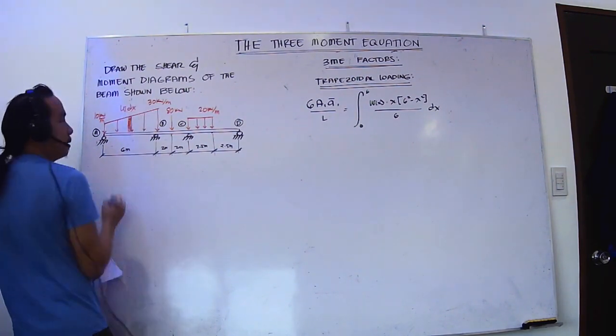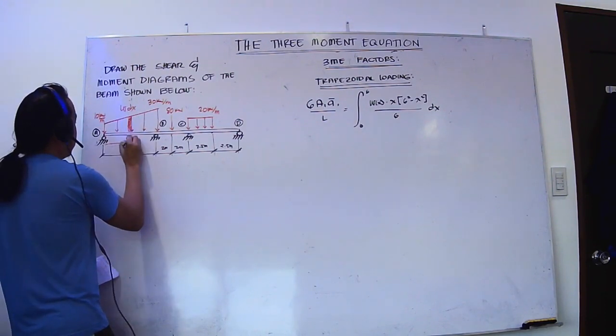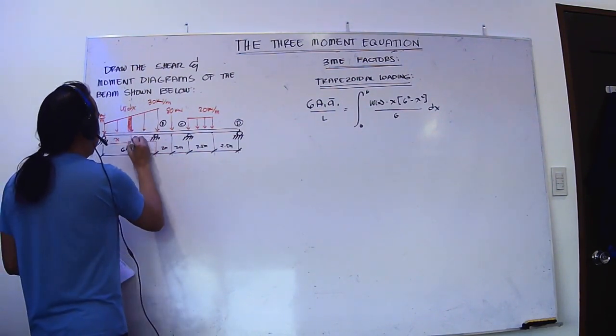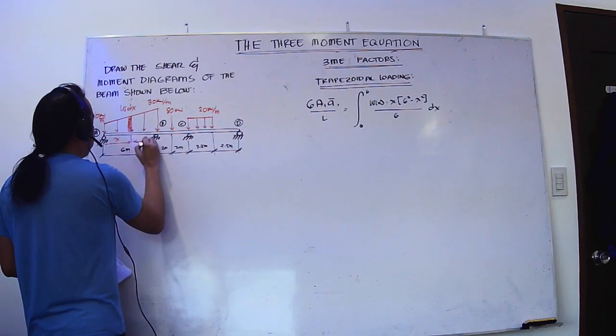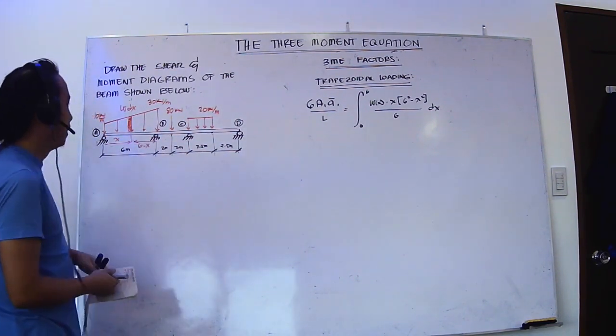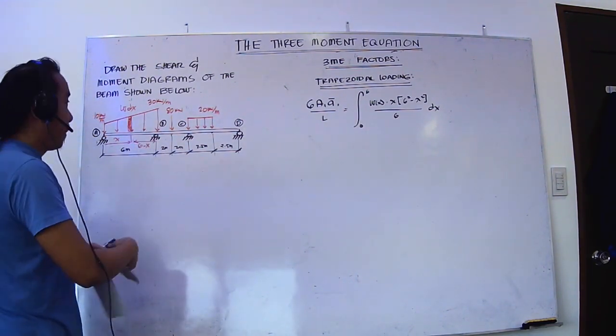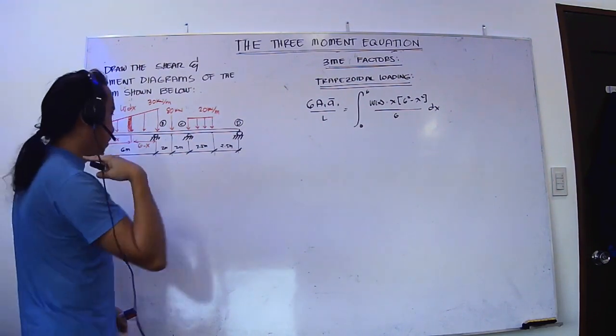Our a is equal to x. Our b is equal to 6 minus x. But we have to solve for what is Wx.